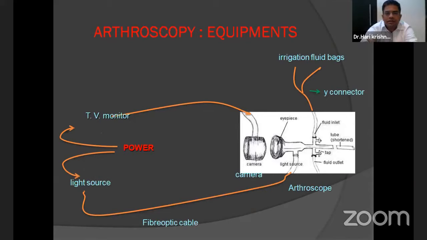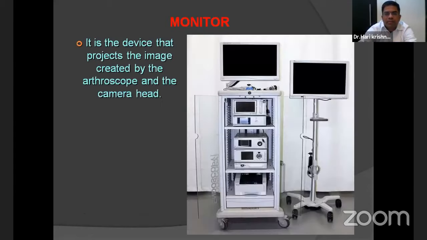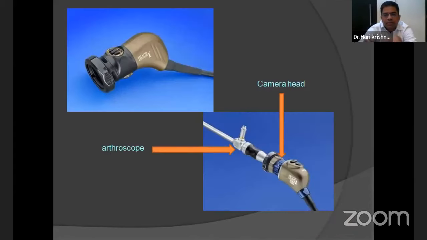So what basic instruments and equipment do we need in arthroscopy? If you see, there is a camera, and an arthroscope with inlet and outlet taps, and there is a light source and power. The camera is connected to the TV monitor. There is irrigation fluid, which we use to see in the joints because of the bleeding, so we continue to use saline irrigation to see the joints. The monitor is a device which displays the image from the arthroscope. And there is a camera.